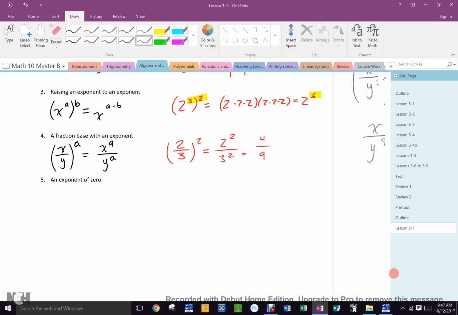An exponent of 0. X to the 0 equals what? 1.